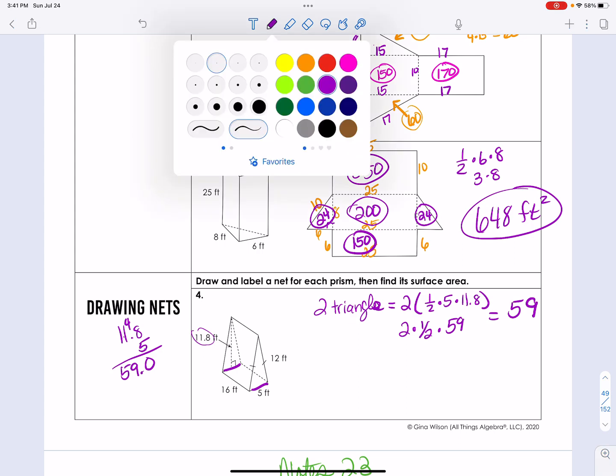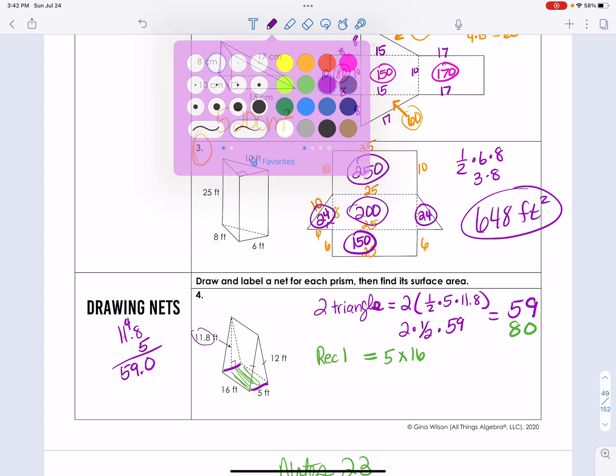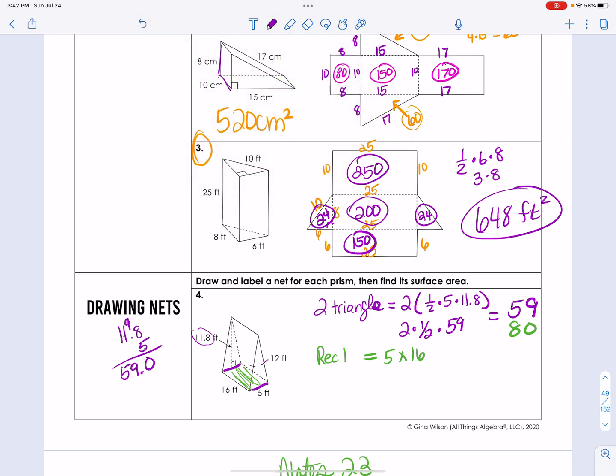I have 3 rectangles I'm looking at. I have one rectangle right here that's 5. So I'm going to say rec 1. Rec 1 is 5 by 16, which is 80. And now here's the thing. Aren't the other two 12s?